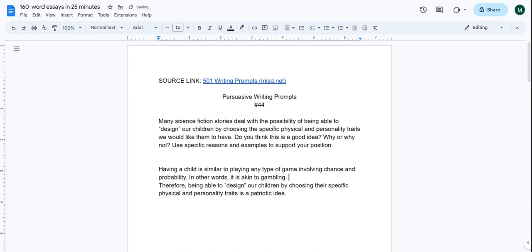Or instead of "similar to," just using different word choice, right, writers. Having a child is similar to playing any game of chance, any game involving chance and probability. In other words, it is a gamble.